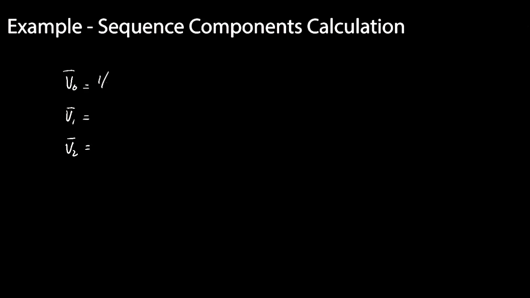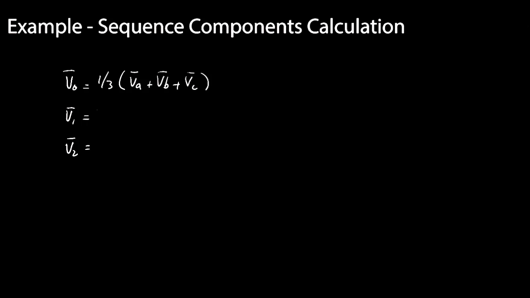So V0 is going to be equal to 1/3 (VA plus VB plus VC). And again, all of these are phasors over here. So again, notice that this is basically the same equation that we used for the zero sequence current. We're just replacing currents with voltages. So the same thing applies for voltages.